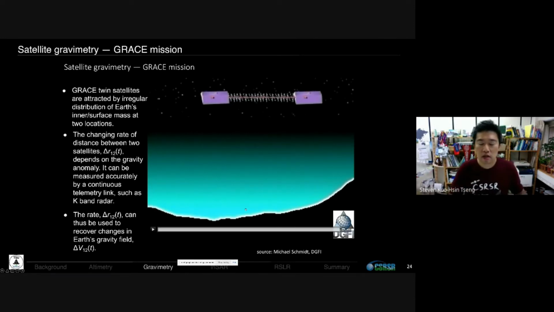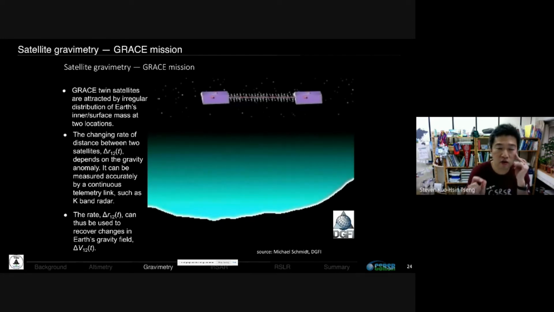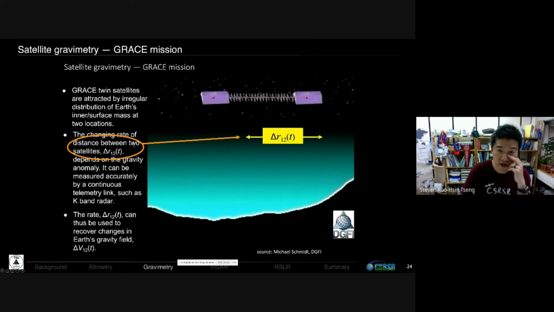Okay. So this is an animation showing they use a K-band signal transmission in between. So it can measure microns of change, very subtle change of the orbit in between. By using the so-called energy balance and recovery algorithms, we can recover what the mass below it is.